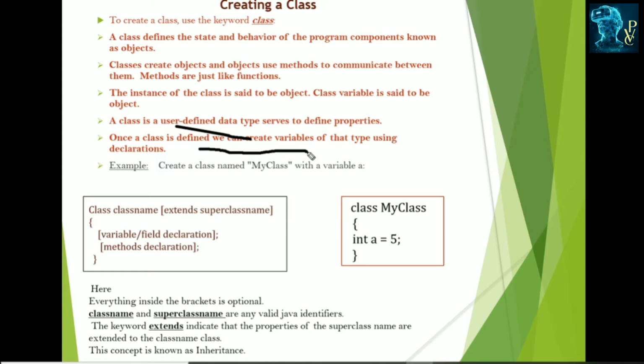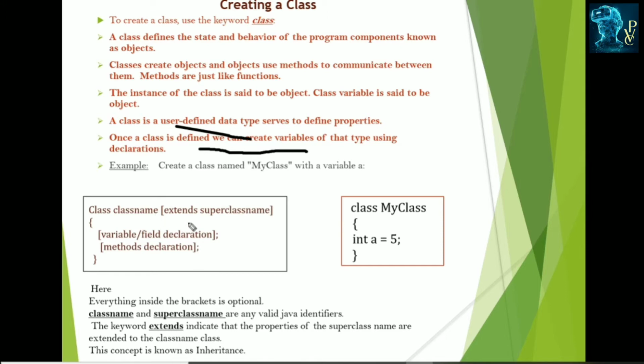For example, to create a class, the syntax to be followed is: class name, where the class name may be any valid identifier, then extends super class name. Here you observe this is specified in square brackets. What is the meaning of this? This is optional. When we are creating inheritance, you have to use this in the syntax. And a class consists of variables, which are called field declarations, and method declarations. In this, everything inside the brackets is optional.